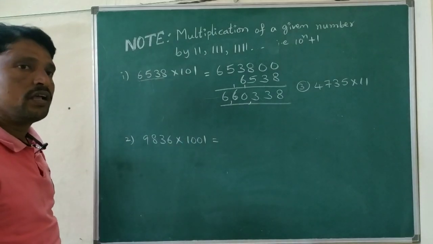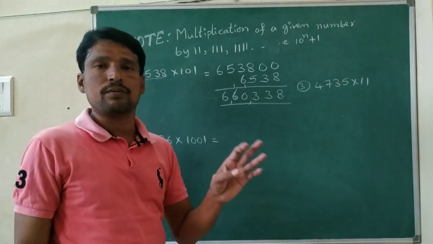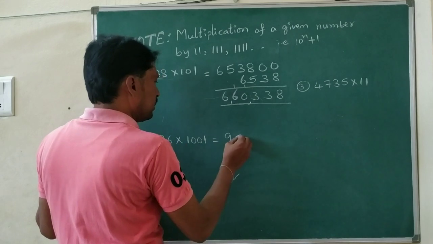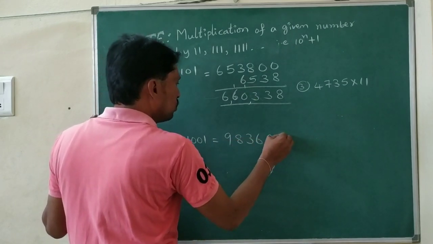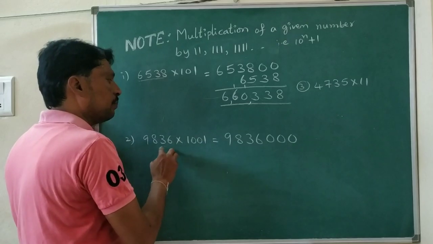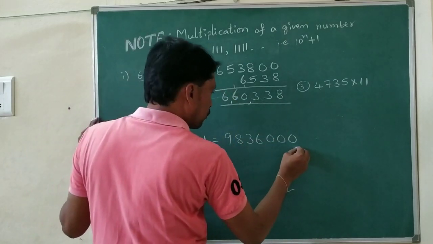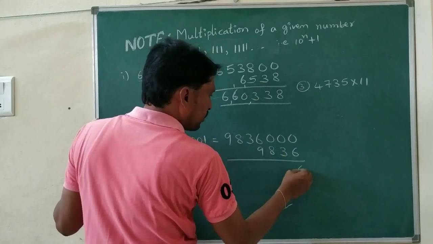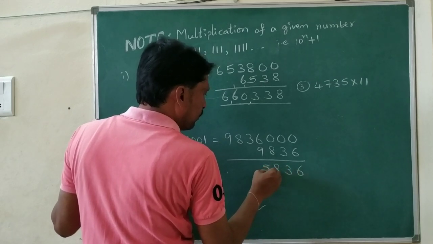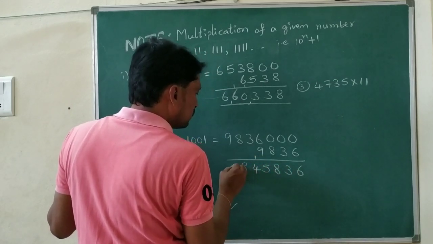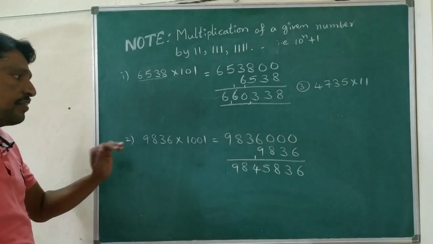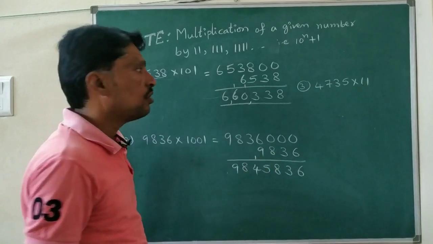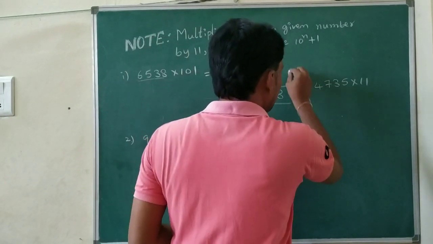Now next one, 9,836 into 1,001. 1,001 is 1,000 plus 1. 1,000 means 3 zeros, that 3 zeros we need to take extra: 9, 8, 3, 6, 0, 0, 0. And what is the number? That number you write from the back: 6, 3, 8, 9. Now you can add: 6, 3, 8, 15, 4, 8, 9. So 9,836 into 1,001, we got 9,845,836.